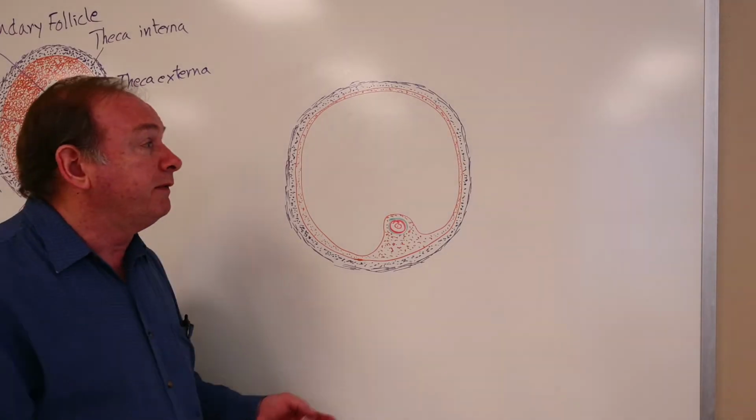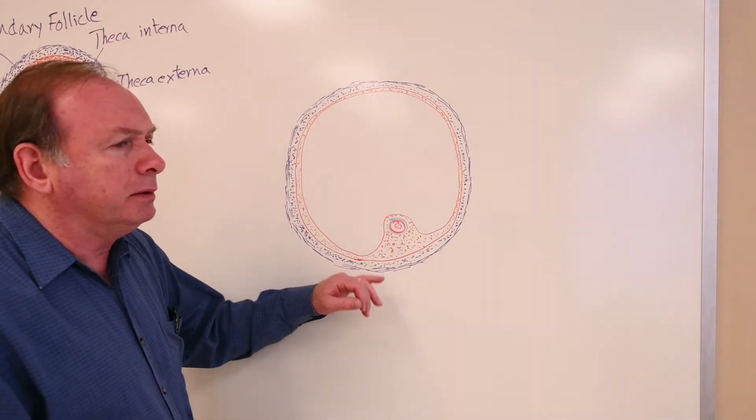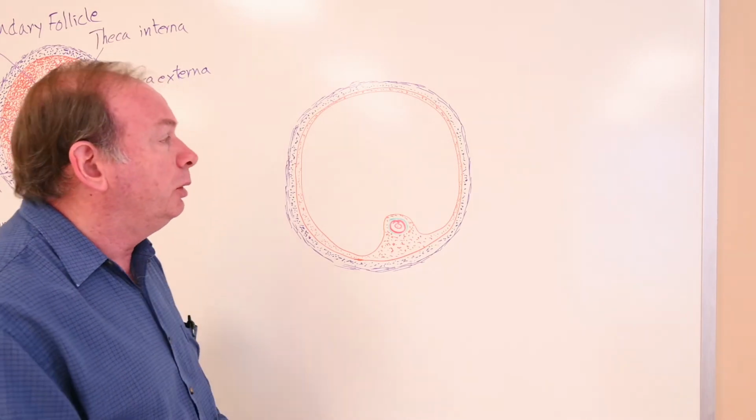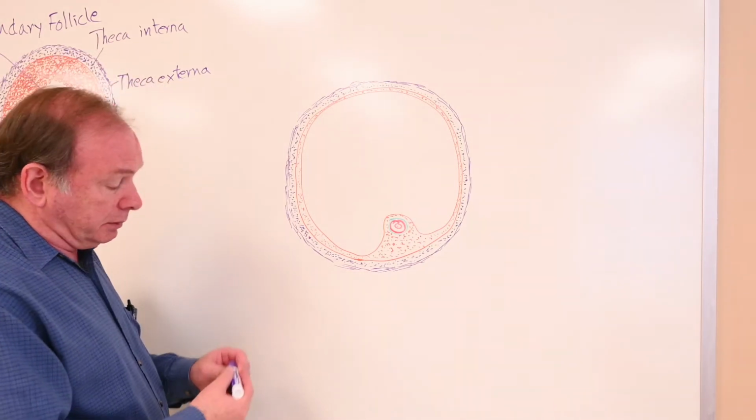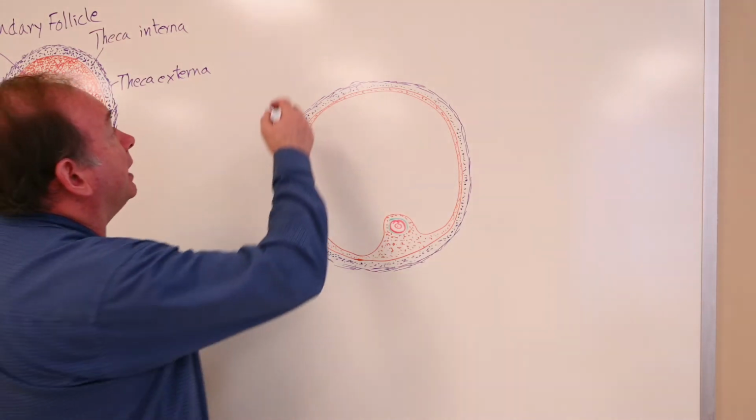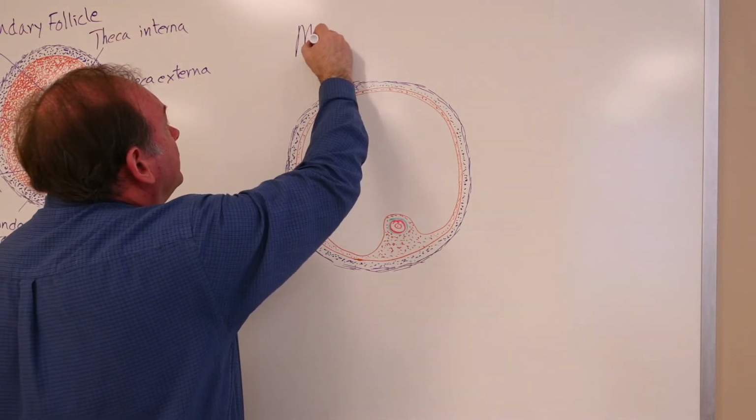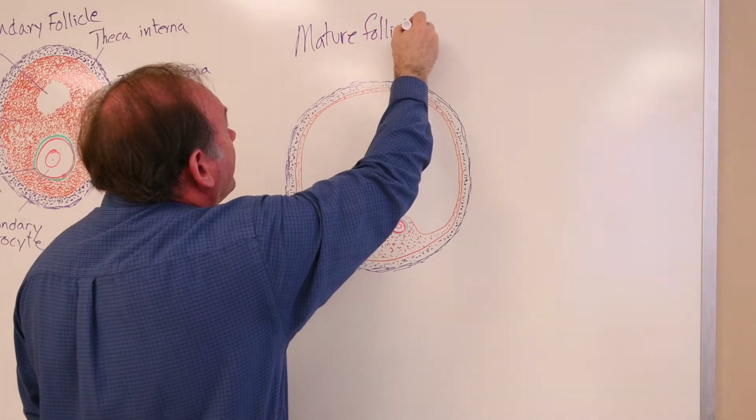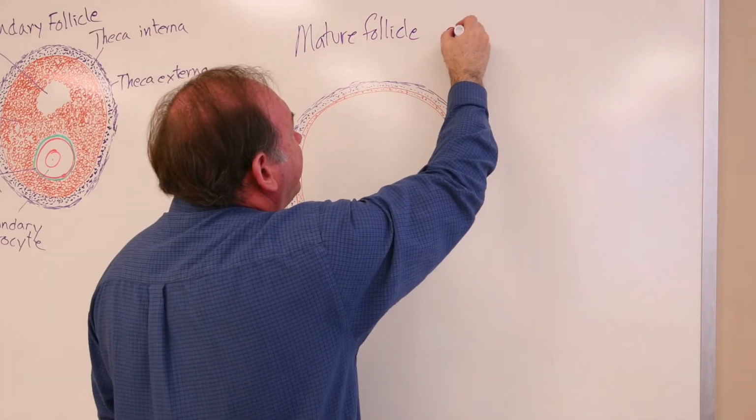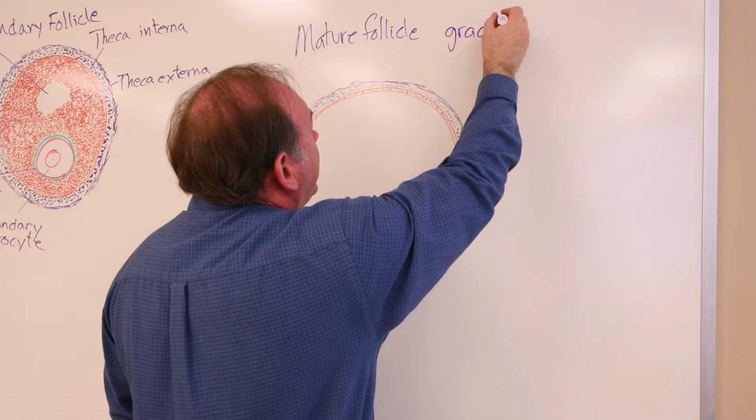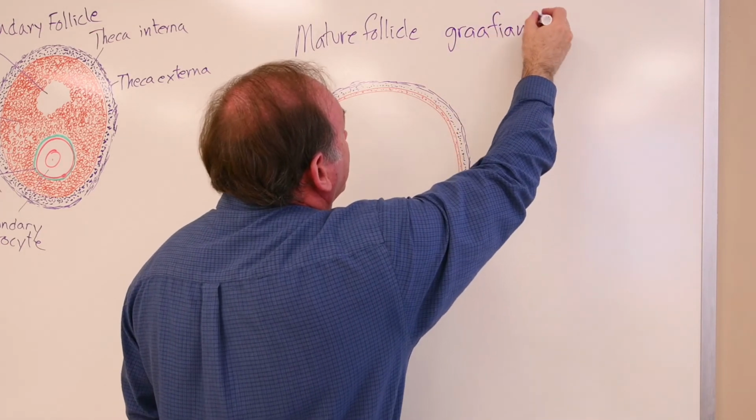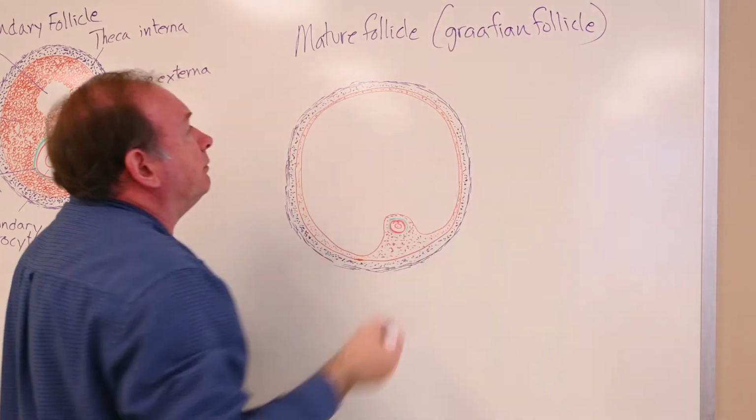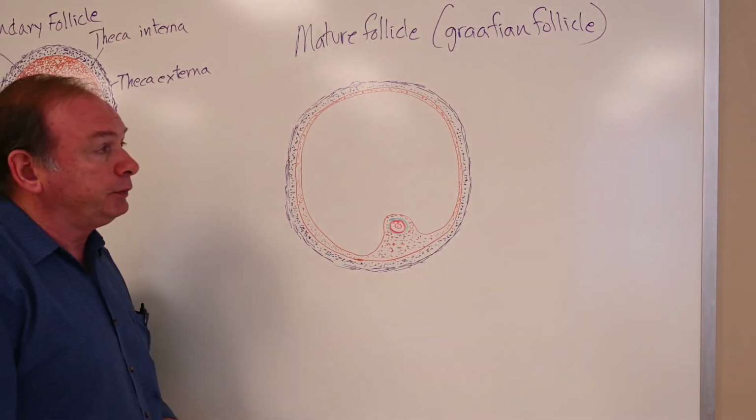Okay, we're now to our final stage of follicle development before ovulation. This final stage is what we call the mature follicle. It's also known as a Graafian follicle, G-R-A-A-F-I-A-N follicle. That is an alternative name for a mature follicle.